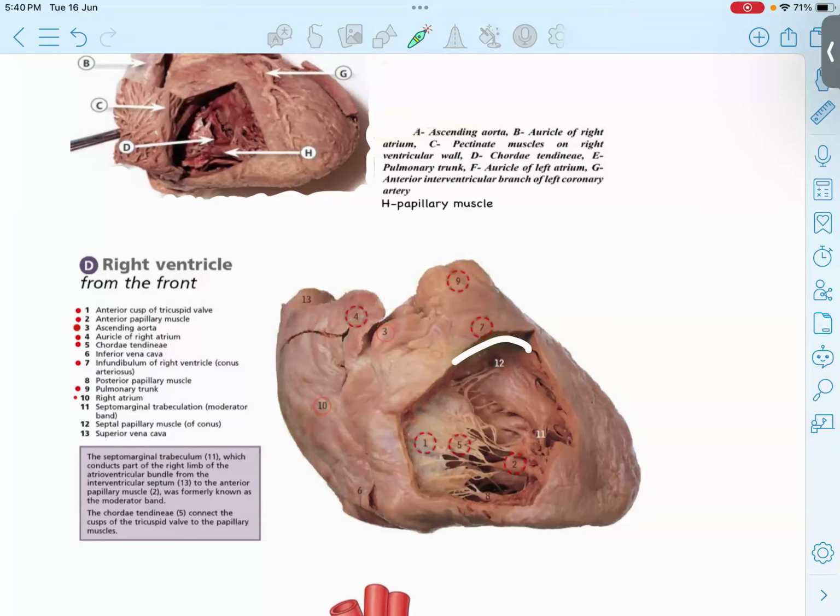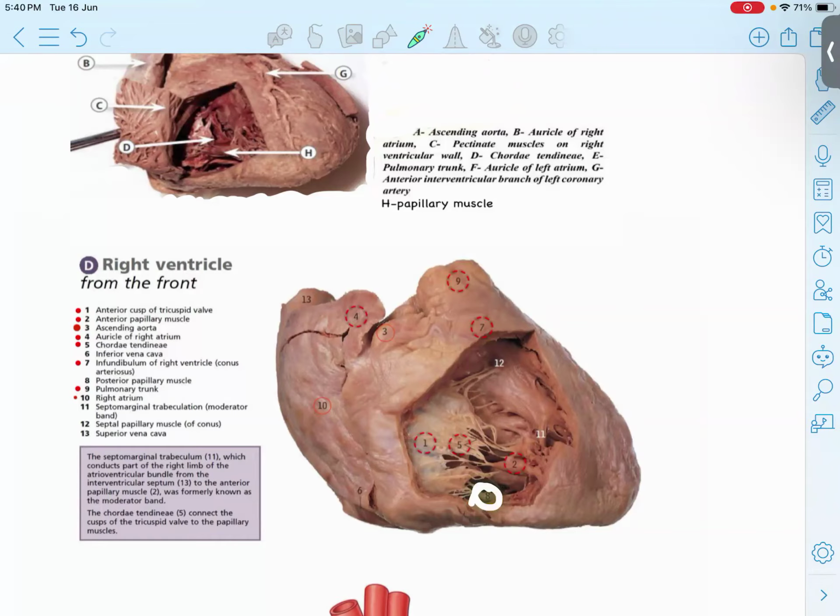Now come to this area. Here 1. What is 1? Anterior cusp of tricuspid valve. We know that at the right ventricle, the tricuspid valve is present here. So 1 is the anterior cusp of tricuspid valve. 5 is chorda tendineae, this string-like structure.